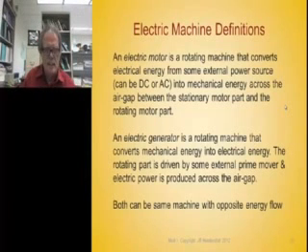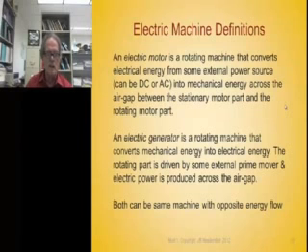Let's start with the definition of electric machines. Let's define electric machine includes a motor and a generator. An electric motor converts electromagnetic energy from some external power source, this can be AC or DC, into mechanical energy across the air gap between the rotor and the stator, causing the rotating part to turn, applying a torque. And how fast you apply that torque equals the power of that machine.